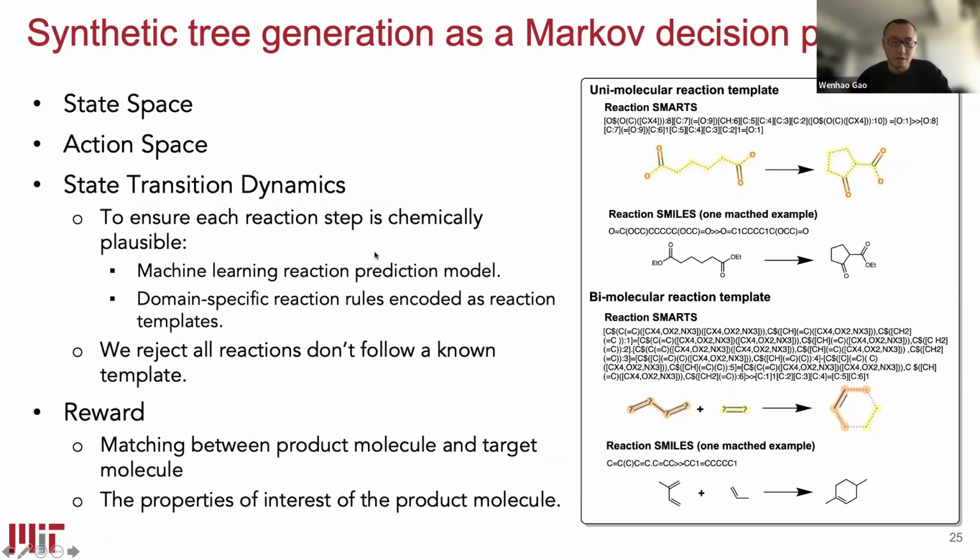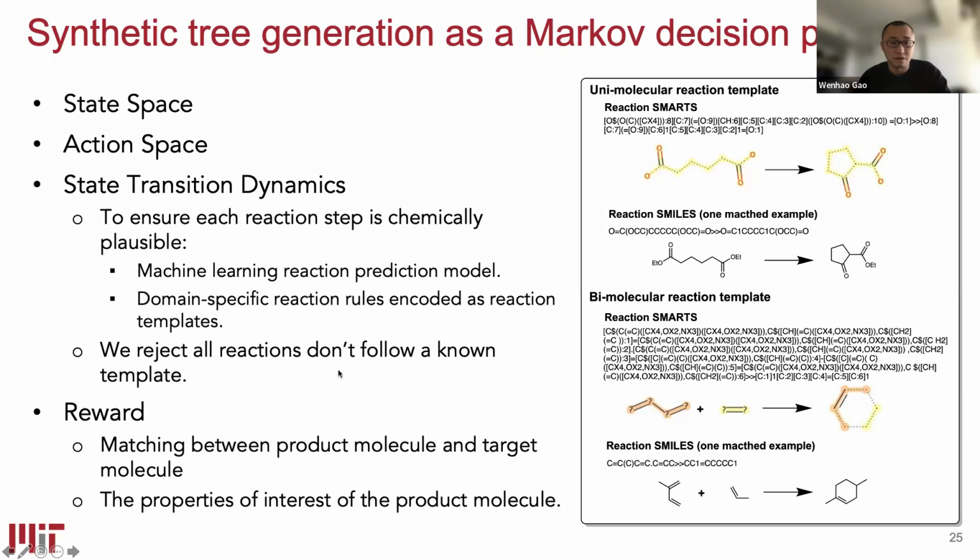So to ensure the validity of the synthetic tree, we also need to make sure each step is an actionable chemical reaction. Currently we have 2 choices. First is a machine learning reaction predictor, and second is domain-specific reaction rules encoded as reaction templates, such as what I'm showing here: those 2 examples, one unimolecular reaction and one bimolecular reaction, all encoded in SMARTS, reaction SMARTS. Of course, based on the discussion before, we choose reaction templates.